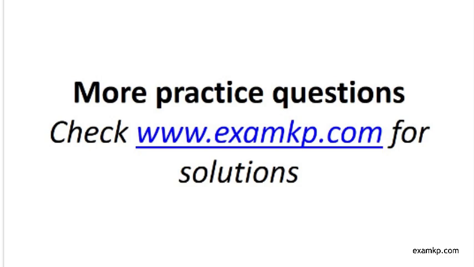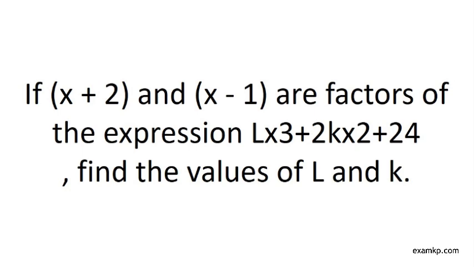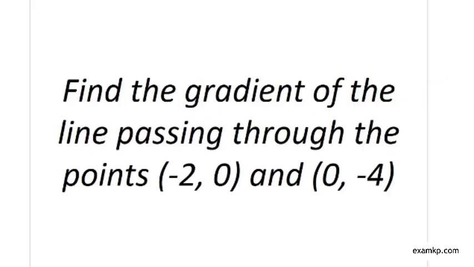Number 1. If x plus 2 and x minus 1 are factors of the expression Lx cubed plus 2kx squared plus 24, find the values of L and k. Number 2. Find the gradient of the line passing through the points (-2, 0) and (0, -4).